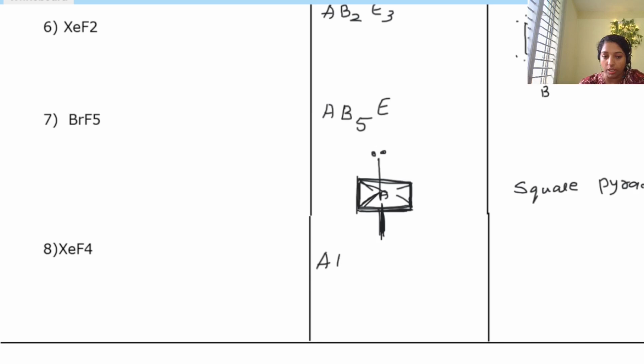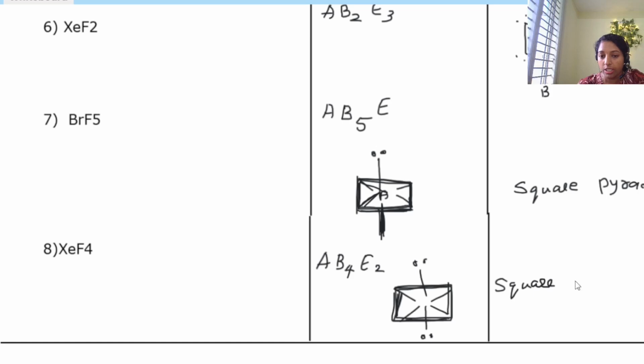What about this one? AB4E2. AB4E2 means again 5 electron clouds are there. So see the thing, when you draw this one, you can write 2 lone pairs. So the remaining shape is nothing but square planar. That's why this shape is called square planar. Okay, so these are some examples, no need to worry. When you draw the Lewis diagram, you can get this kind of categories.